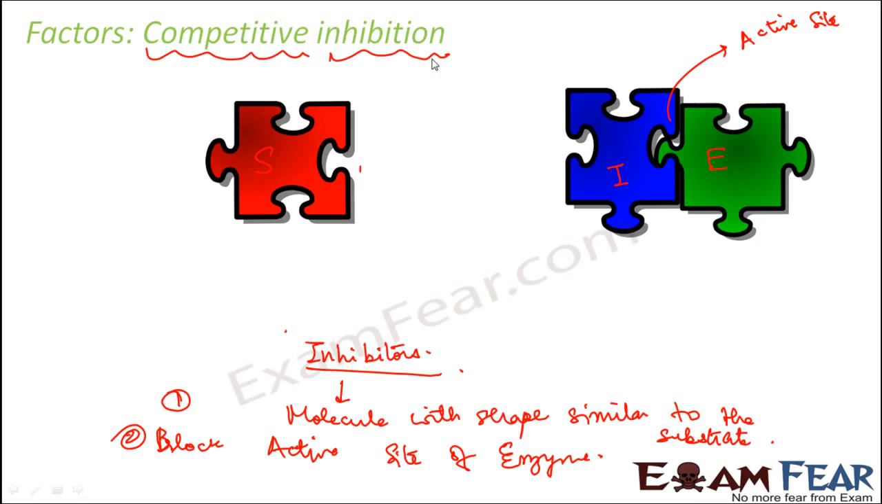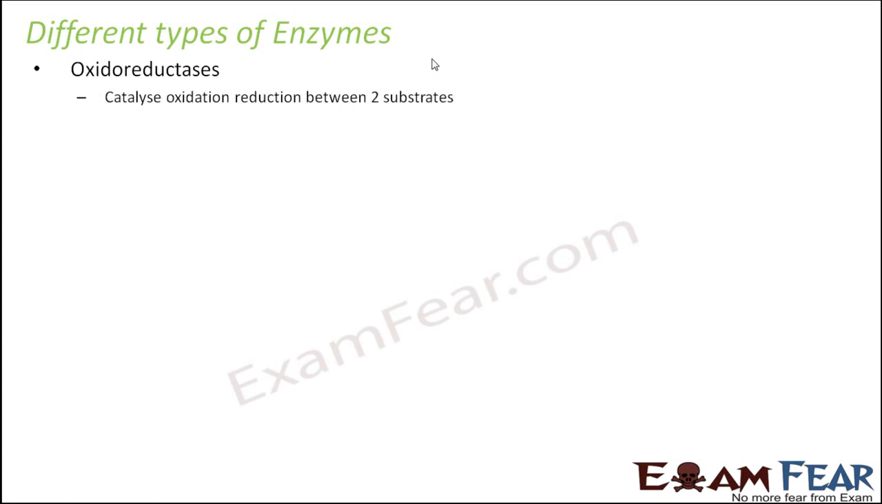So now that we have discussed quite a few things about enzymes, let us quickly discuss the different types of enzymes which exist. Oxidoreductases. So these are the enzymes which catalyze oxidation reduction between two substrates. As I mentioned before, if you have two substrates, S1 and S2, these kinds of enzymes will oxidize one substrate and reduce the other substrate. So that is their strategy. So those kinds of enzymes are called oxidoreductases.